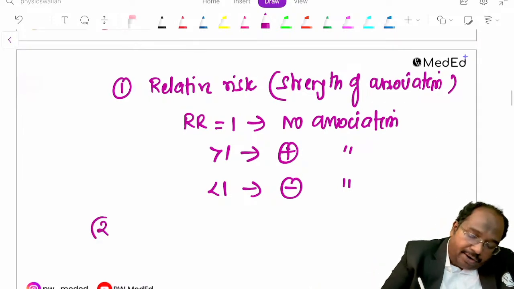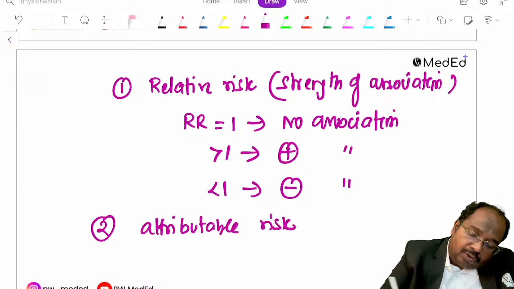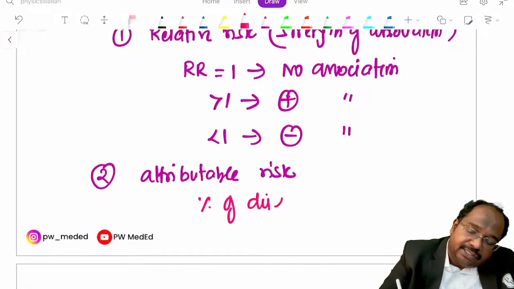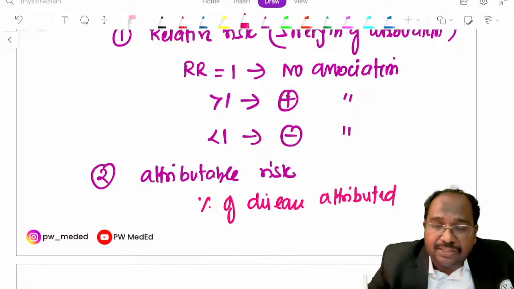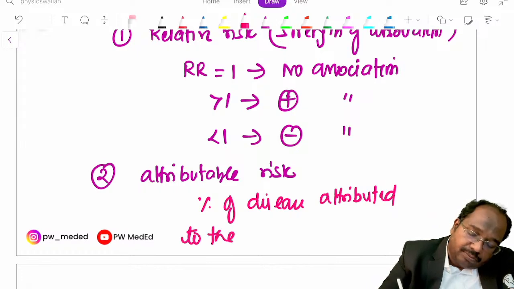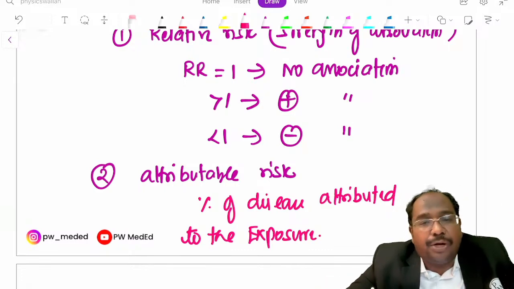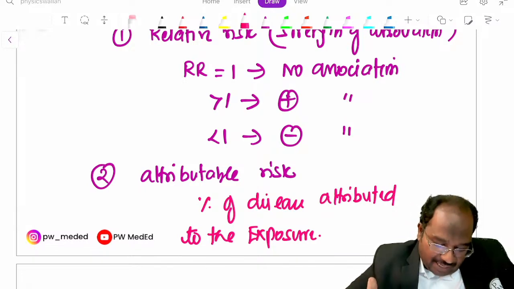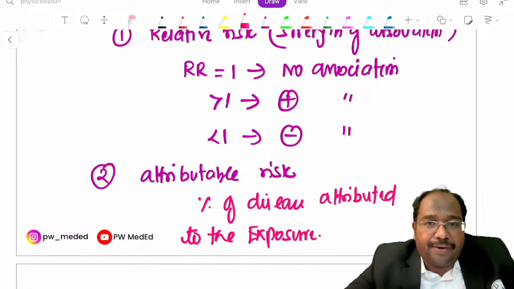And the second thing you can find is attributable risk. It comes in percentage: how much percentage of disease is attributed to the exposure. Suppose smoking and lung cancer, it comes as 90%. What do you mean by that? 90% of lung cancer is because of smoking. Attributable risk means how much percentage of disease is attributed to the exposure. Okay, fine.